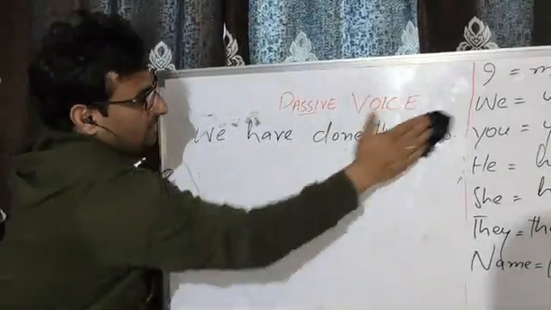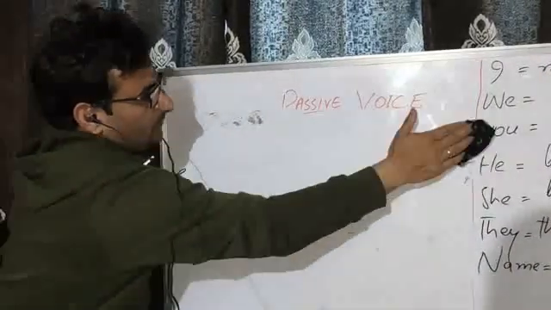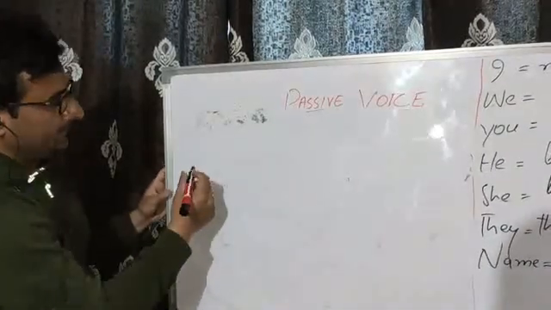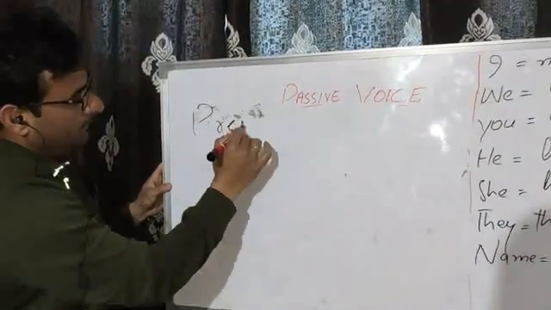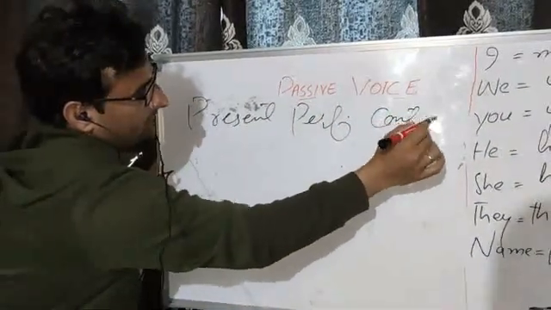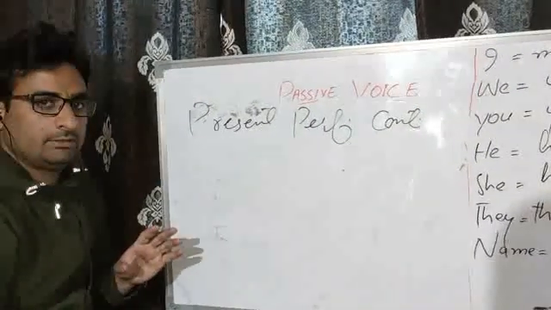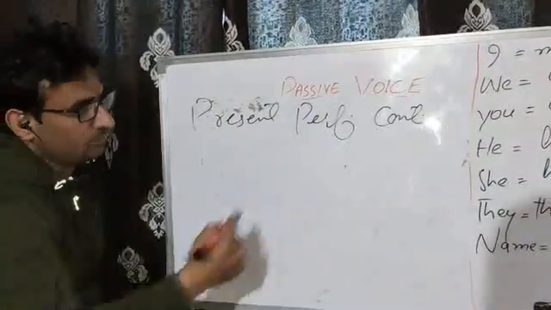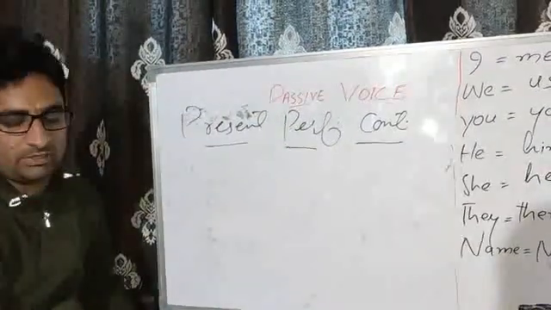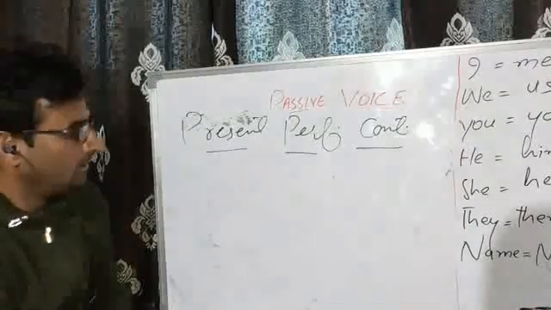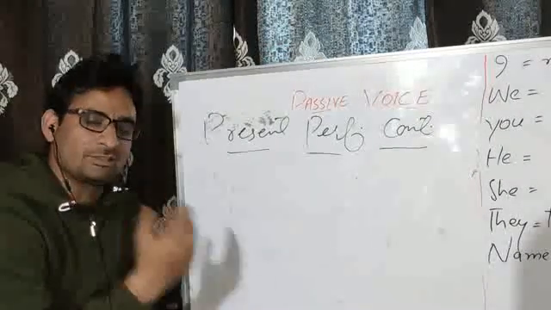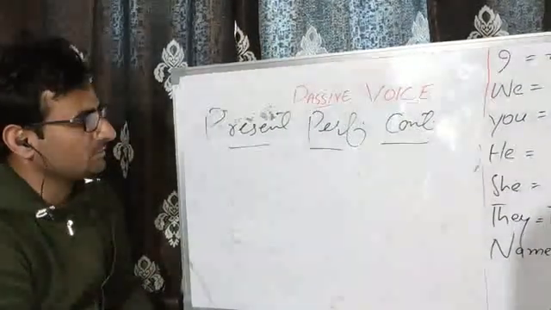Now the last one I would like to do with you is present perfect continuous. We must know that कि present perfect continuous जो है इसका passive voice जो है नहीं बनता है. We can't change the sentence which is in present perfect continuous. We can't change it into passive voice. It's not possible here.